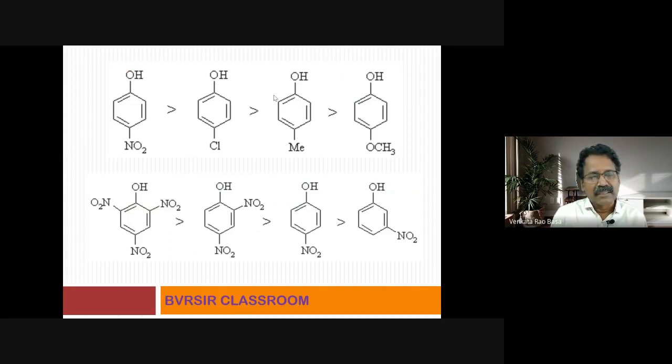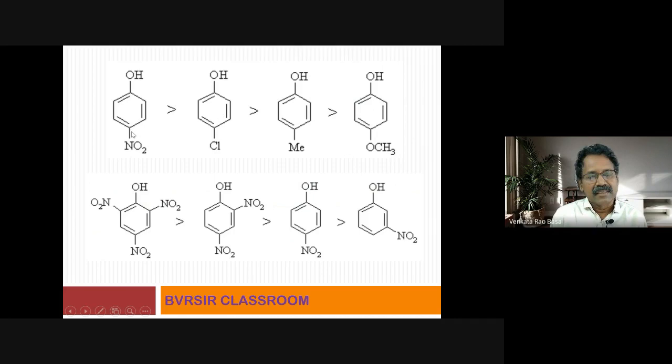I'm giving you some examples. You observe this one. There is a nitro group, a very strong electron withdrawing, electron removing group. That's why this is the strongest among these four. Then another one, Cl is there. It is also electron removing or electron withdrawing. Methyl group, electron releasing or electron giving. Acidity decreases. This one is more electron releasing. Therefore, further acidity decreases. So this is the acidity order.